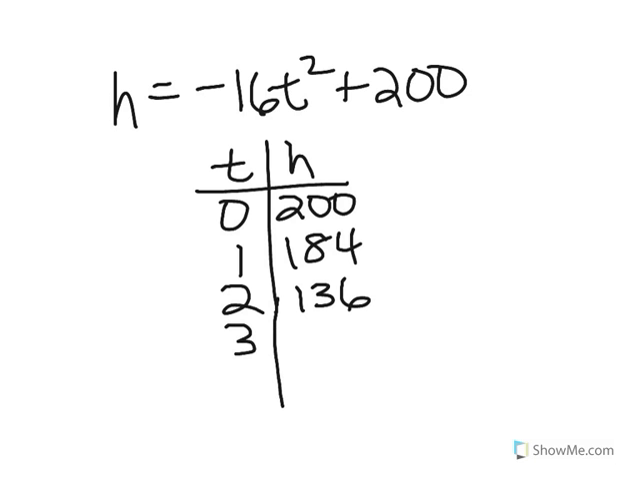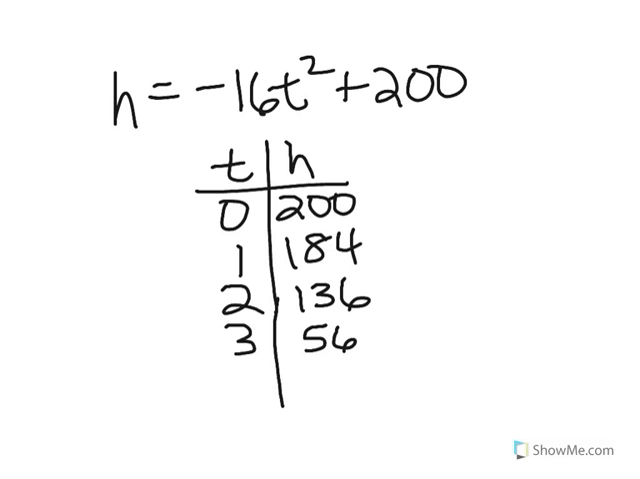How about 3 seconds in? 3 squared is 9, negative 16 times 9 is negative 144, and negative 144 plus 200 is 56. We're not going to get to the 4th second before either the bungee characteristics of the cord kick in and we're yanked back upwards, or we hit the ground because the bungee cord is too long. At any rate, these are the relevant values for the function.